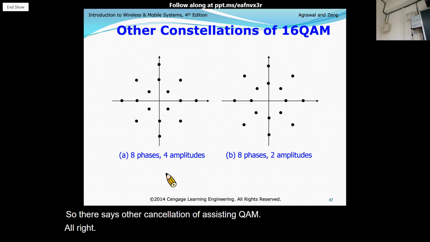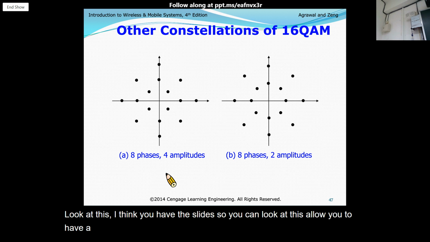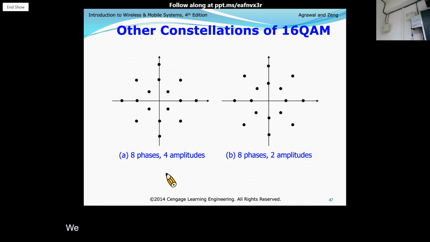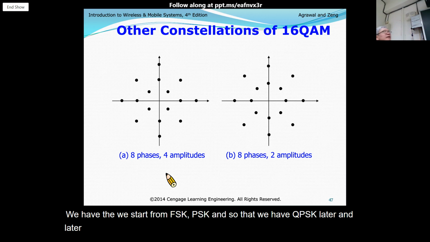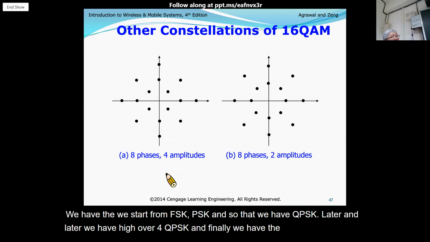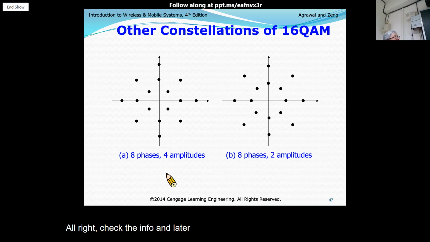Okay, that's all. So almost done, but look at this. I think you have the slides, so you can look at this. I allow you 2 minutes to review the modulation here. We start from FSK, PSK, and then QPSK later. And later we have pi over 4 QPSK. And finally, we have the corresponding constellations. All right, check them first, and later we will have the next activities.